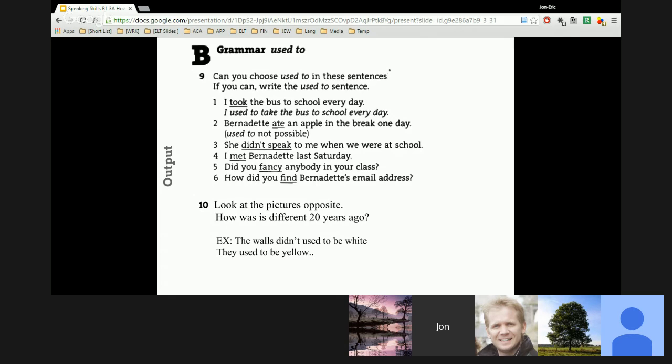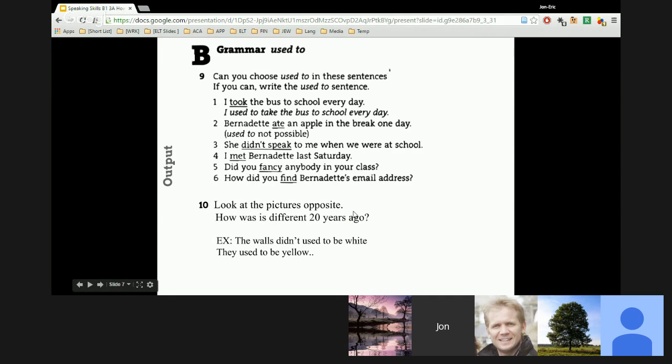Yes, these sentences are supposed to be about the text, actually. Okay, look at the pictures on the opposite slides. How was things different? That doesn't seem to be correct. How were things different? I really don't know what sentence that's supposed to be, but it's a mistake. How are things different than 20 years ago? That's what it should say.